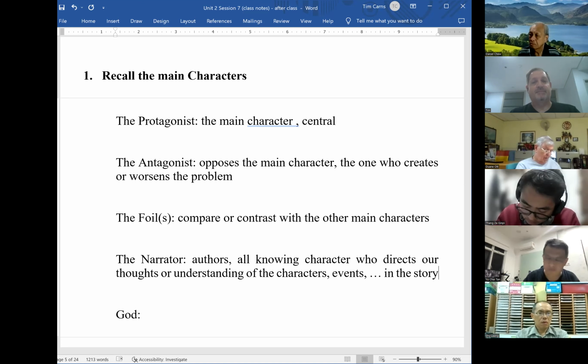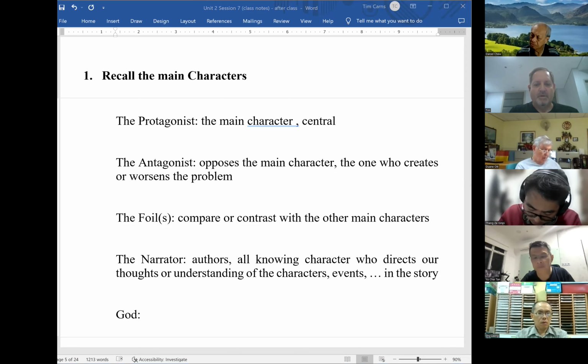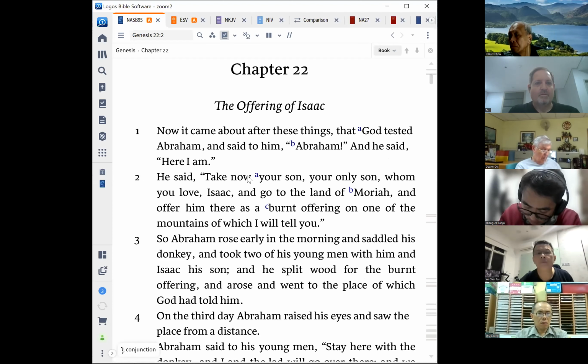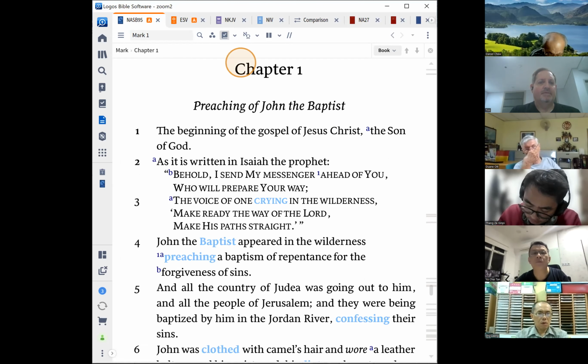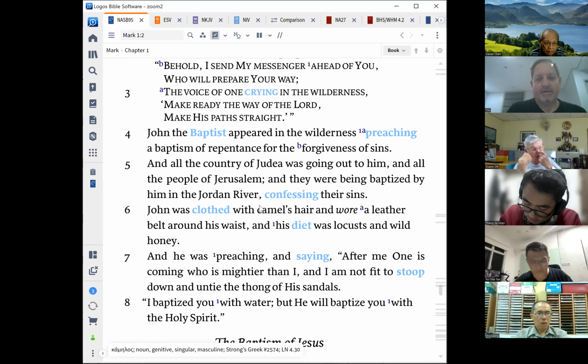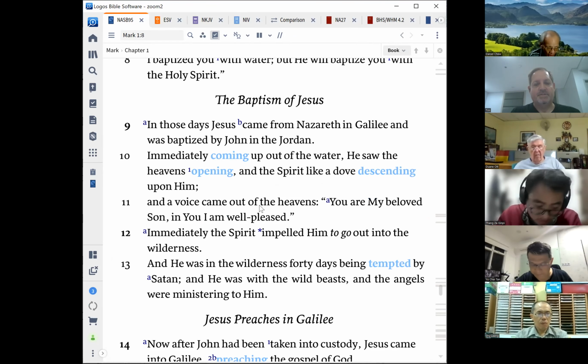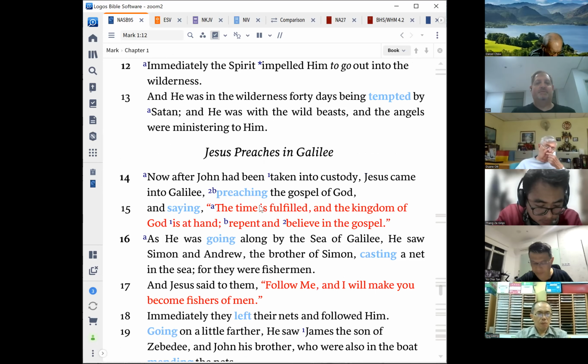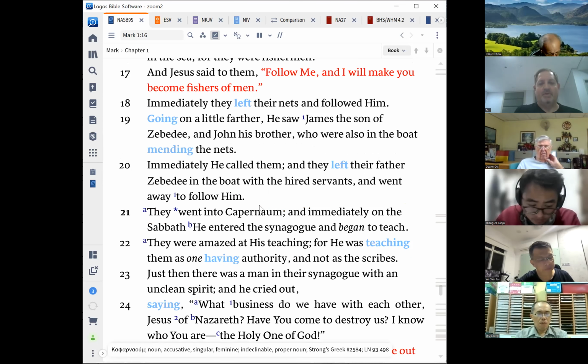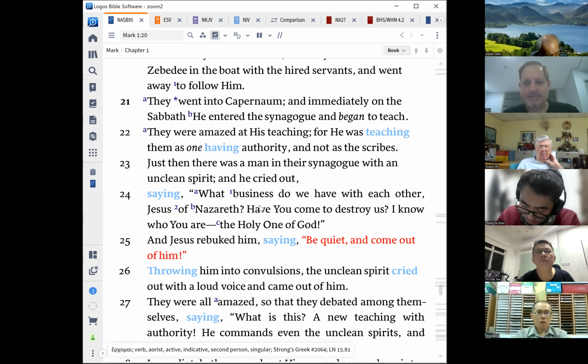The narrator may reveal a particular thought or attitude, or they may direct attention to a particular action. For example, I've found this interesting in the Gospel of Mark, the first chapter. Hopefully you can see this on your screen. Of course, Mark begins with John the Baptist and his entrance, and then the baptism of Christ, and then Jesus in Galilee preaching the gospel of God, and then he goes to Capernaum. Who's from Capernaum? Who lives there? Anyone remember?